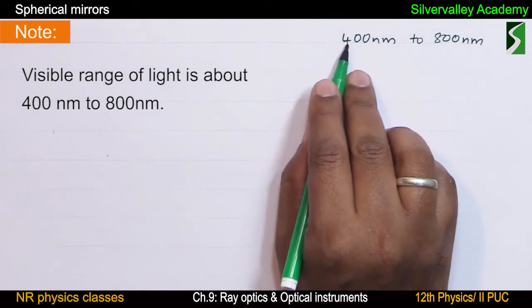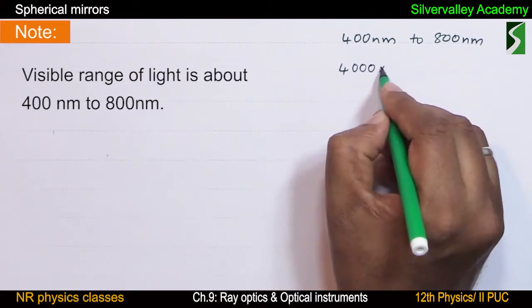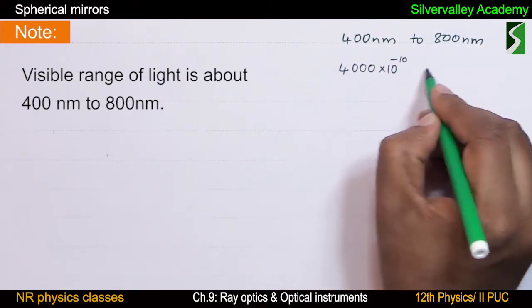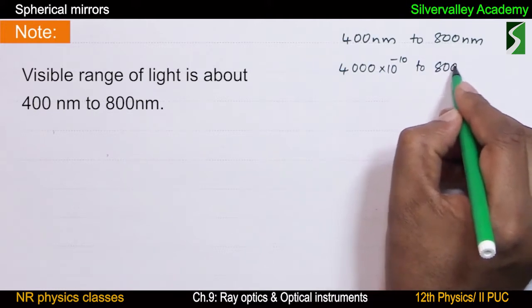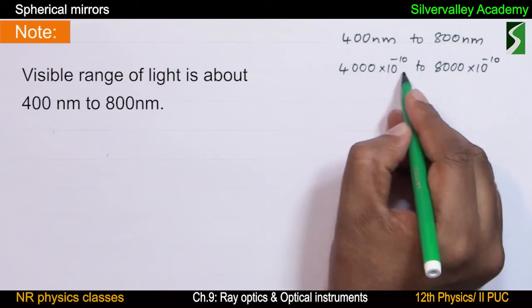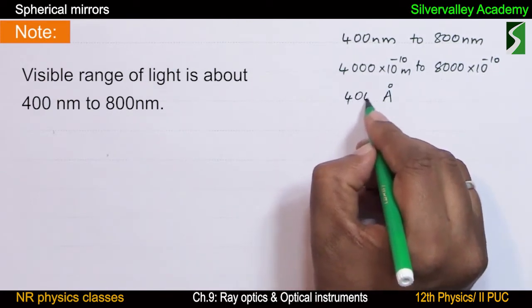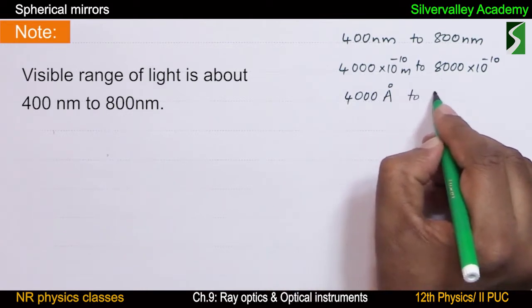This 400 nanometer can be written as 4000 into 10 to the power of minus 10 to 8000 into 10 to the power of minus 10. This 10 to the power of minus 10 meter is nothing but angstrom. So it is about 4000 angstrom to 8000 angstrom.